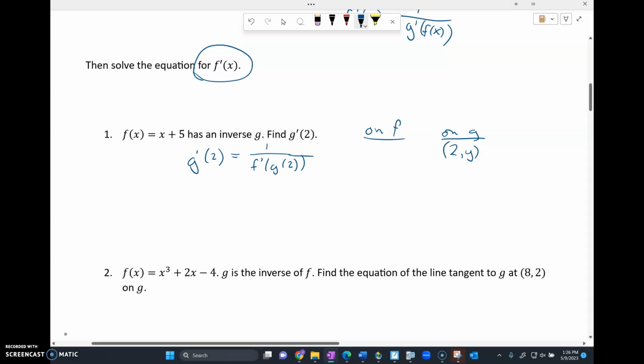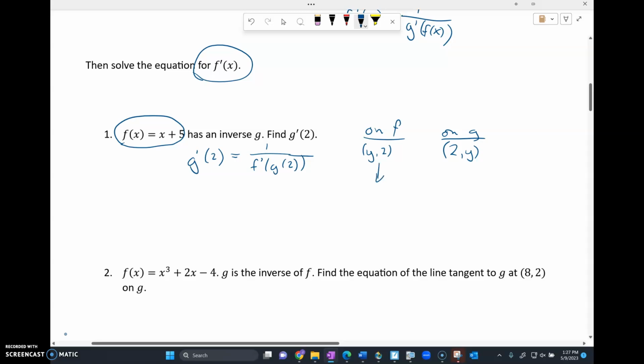Now, we know these things are inverses, so the point 2 comma y is on g. That means that the corresponding point is going to be y comma 2 on f. We interchange x and y coordinates. Now, as I look at that, still don't feel like we have enough information, but consider what we do have. We have the equation for f of x equals x plus 5 over there, and now we have a coordinate pair y comma 2. So in this case right here, it's a little confusing, but the y coordinate is going to be 2. So essentially the question is saying, on f, when y is equal to 2, what is the corresponding x value?